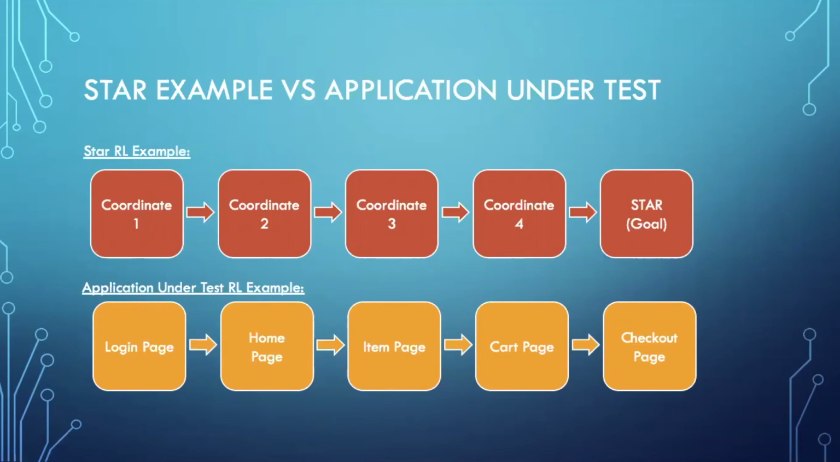When looking at the application under test, it's very similar. So instead of coordinates, we'll have web pages, right? So for an e-commerce site, we would have a login page, home page, item page, cart page, etc., until it gets to our goal, and in this example would be the checkout page. So as it moves through those pages, we assign rewards to it when it gets to pages that are closer to our goal. And as it gets further away from our goal, we assign negative rewards. So you can really see that we can start to generate test cases that have very efficient workflows that allow us to go from one page to our goal, which would be in this scenario a checkout page.